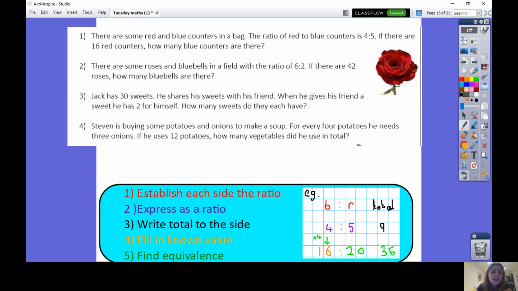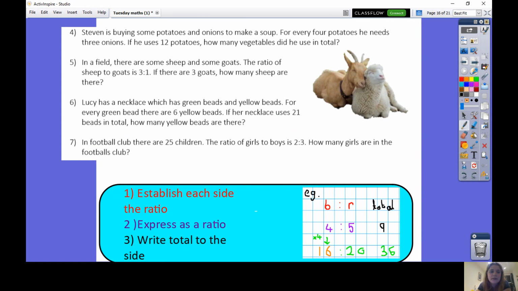Question 3. Jack has 30 sweets. He shares his sweets with his friend. When he gives his friend a sweet, he has 2 for himself. How many sweets do they each have? Stephen is buying some potatoes and onions to make a soup. For every 4 potatoes, he needs 3 onions. If he uses 12 potatoes, how many vegetables did he use in total? I should see all of these steps and your answers.